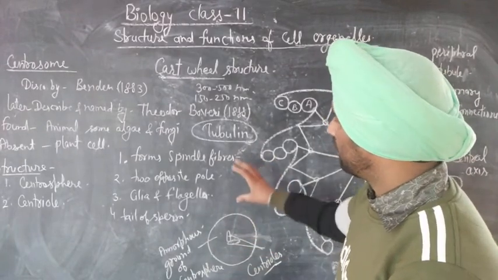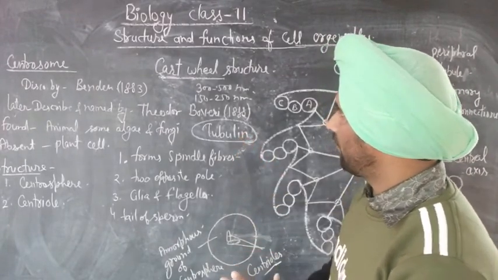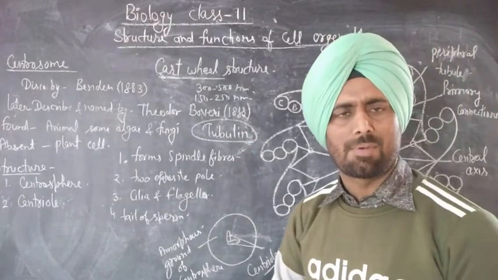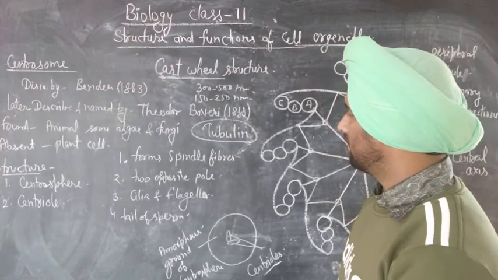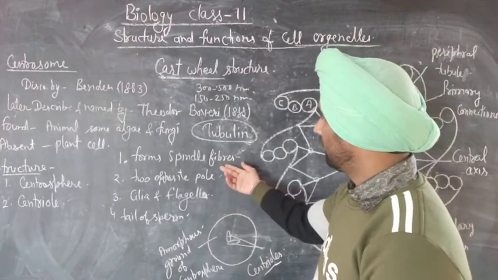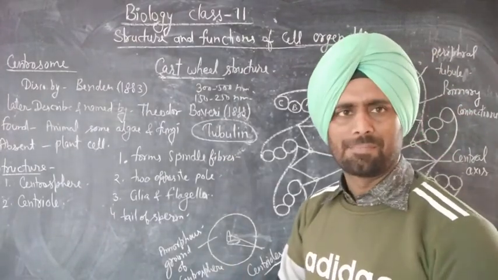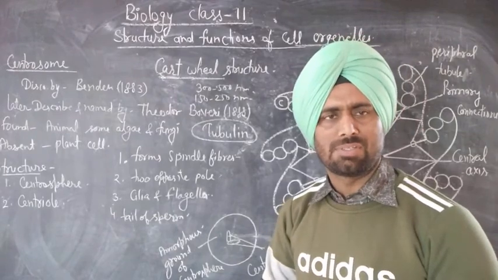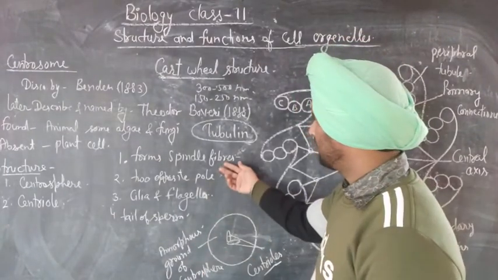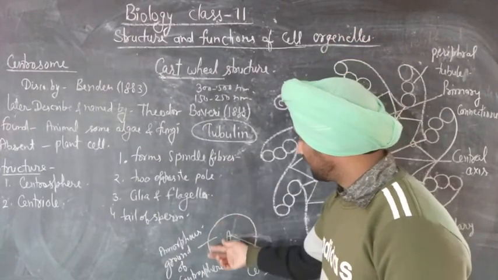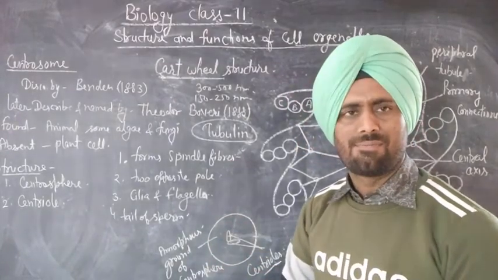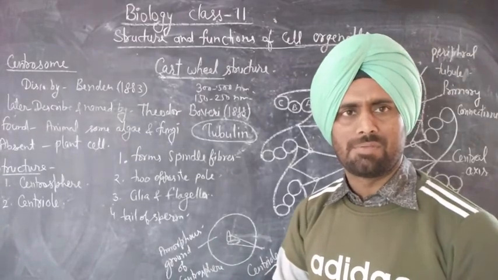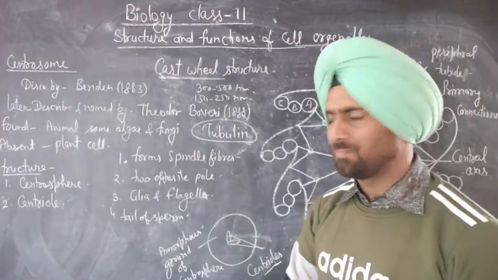Now we are talking about the function of centriole. What functions are performed by centriole? Centriole performs some functions. In the first function, formation of spindle fiber. During the cell division, amorphous centrosphere forms spindle fiber between the chromosomes.